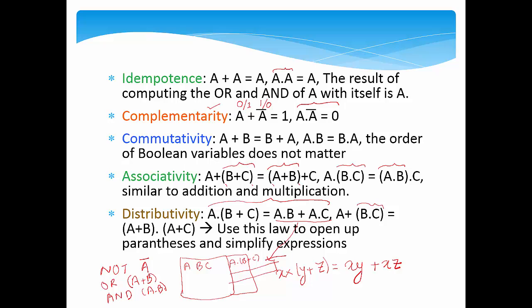When is A and B equal to true? When both A is true and B is true.